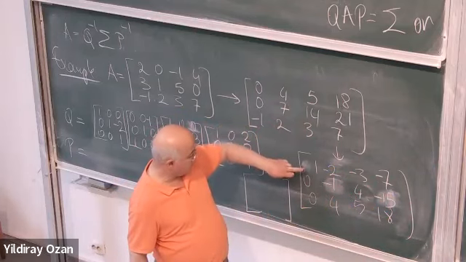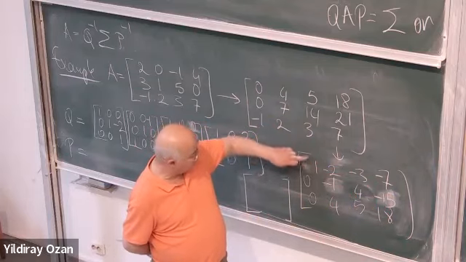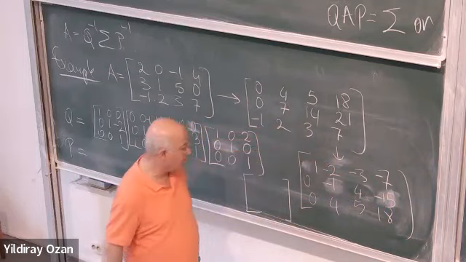Let's do it this way. Let's kill this one. So I take the first column, multiply by 2 and add to this one.